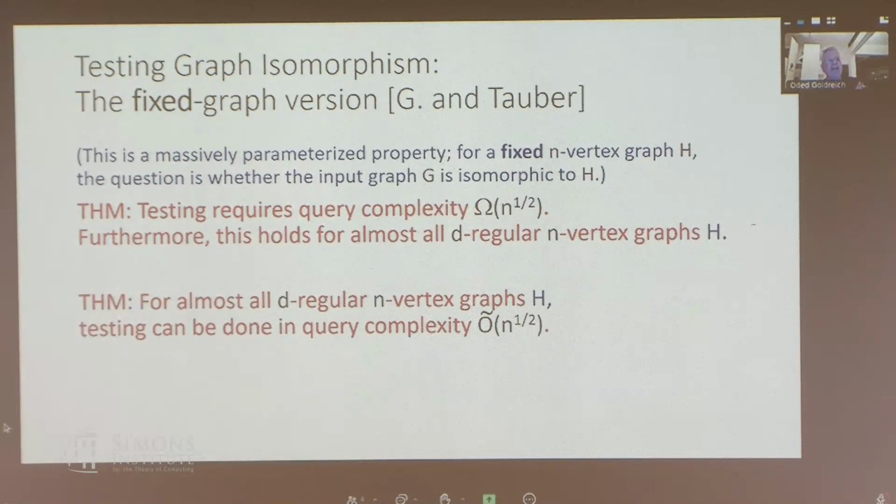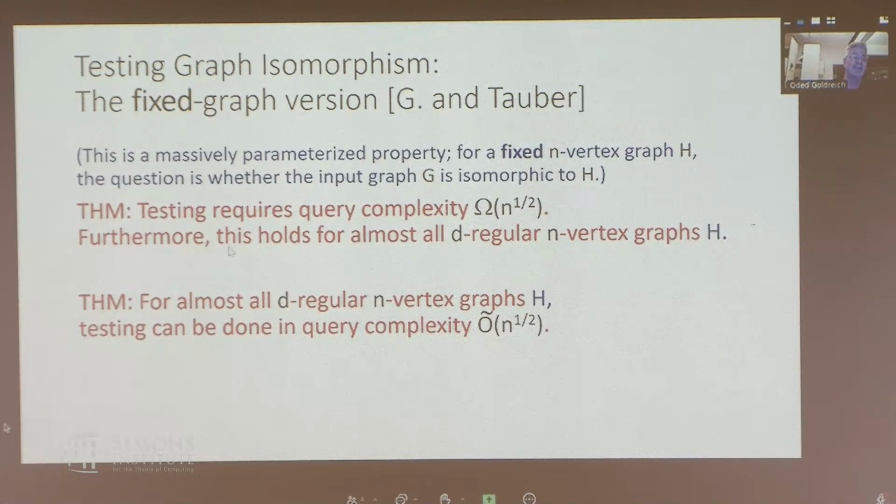Okay, so that's the first result about testing graph isomorphism. The second one, I think I find more interesting. It's about the fixed graph model. So here it's what Ilan Newman called a massively parameterized property. So the property is specified by a huge object, which is a graph of the same size as the input graph. So this is a fixed n-vertex graph that specifies the problem. And the question is whether the input graph is isomorphic to this fixed graph, which is called H.